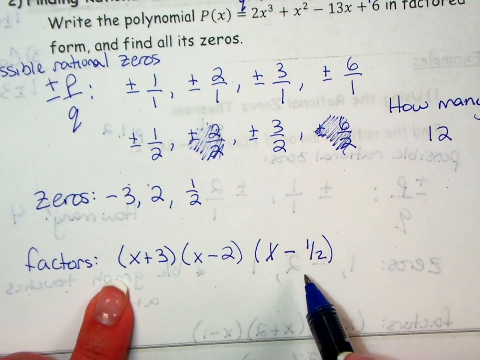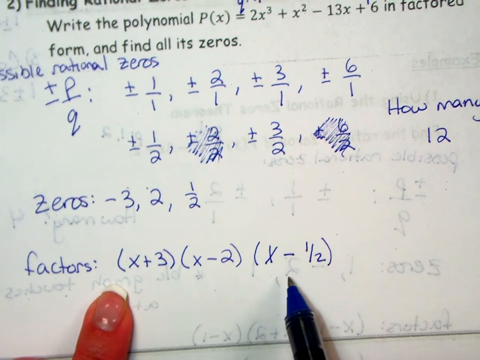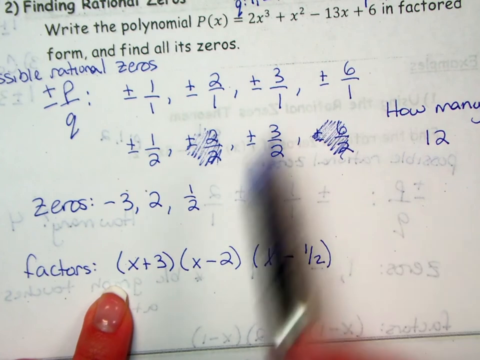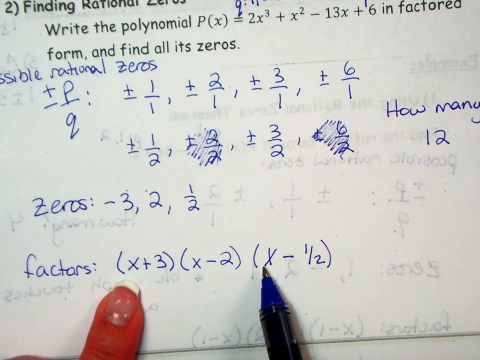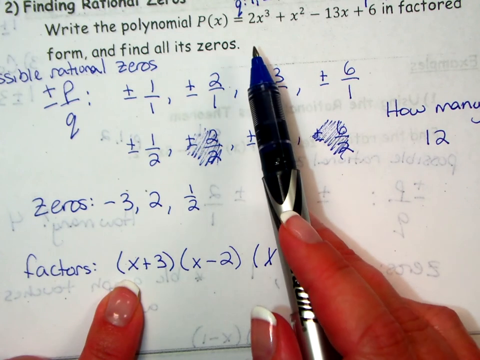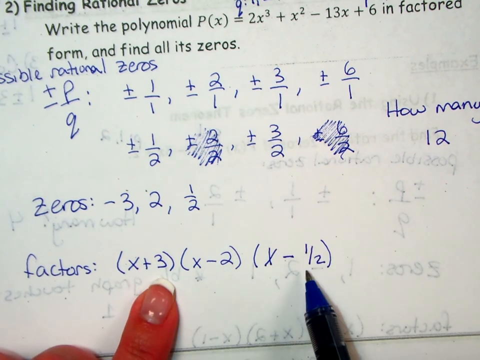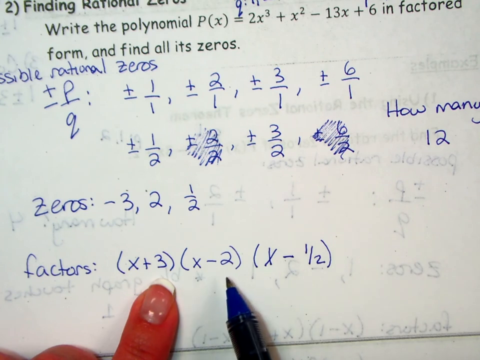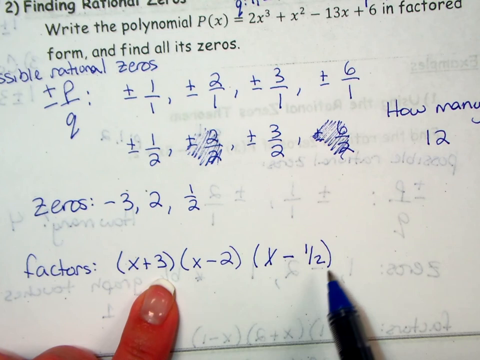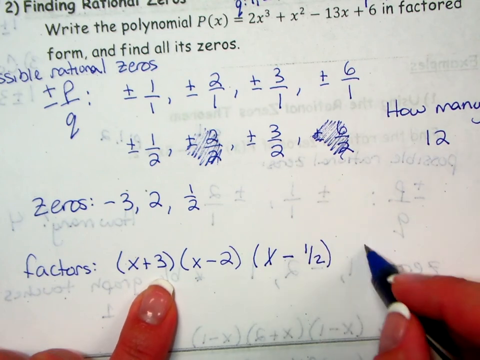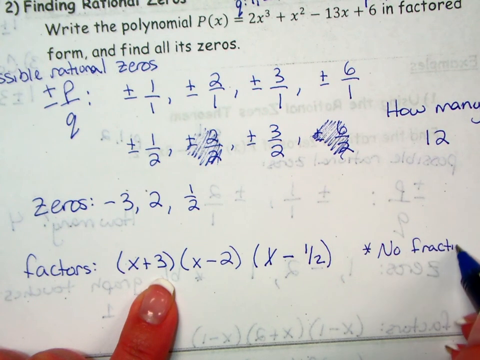And the reason why you can't leave it here is because if you were to multiply this out, you wouldn't get this polynomial, right? Just looking at multiplying the first terms, x times x times x is x cubed. I need a 2x cubed, right? And if I were to multiply 3 times -2 times -1/2, I would get +3. And I need a +6, right? So you can't leave fractional factors, all right? So no fractional factors allowed.